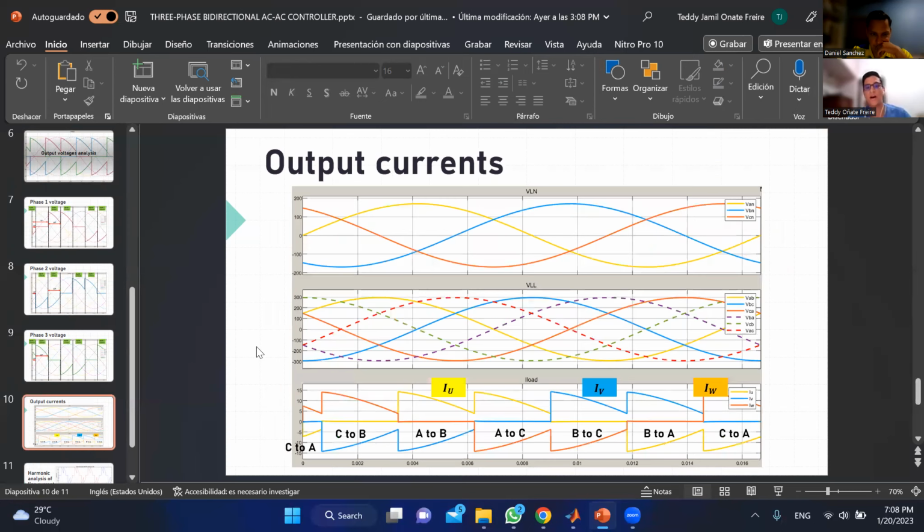And finally, the output currents. We can see in this chart that they have the same waveform, since we are dealing with a resistive load. So currents and voltages will have the same form of signal. In yellow color, we have the current of line U. In blue color, we have the current of line V. And in orange color, we have the W line current of the load.